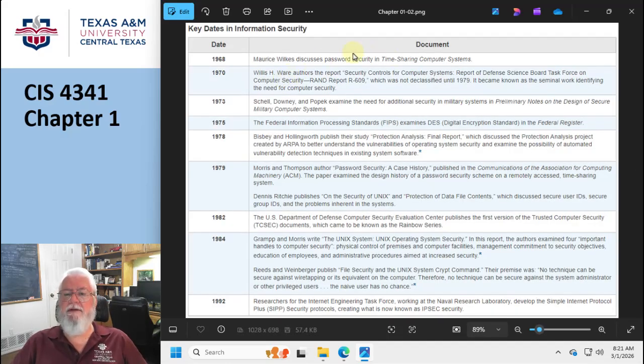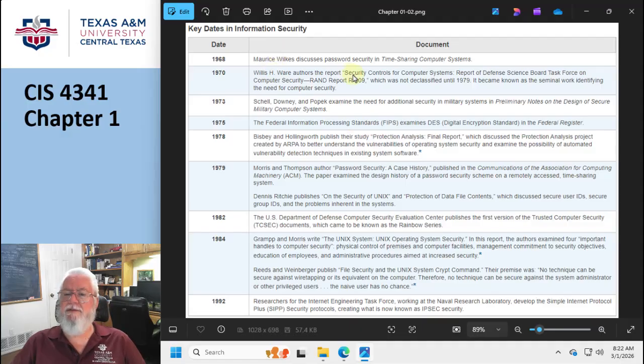So they talk about, and this sounds kind of crazy to say, but in 1968, they basically said, if you have multiple people on the same computer, you probably need to have passwords. As if that was a brand new idea. Well, it was. It was.